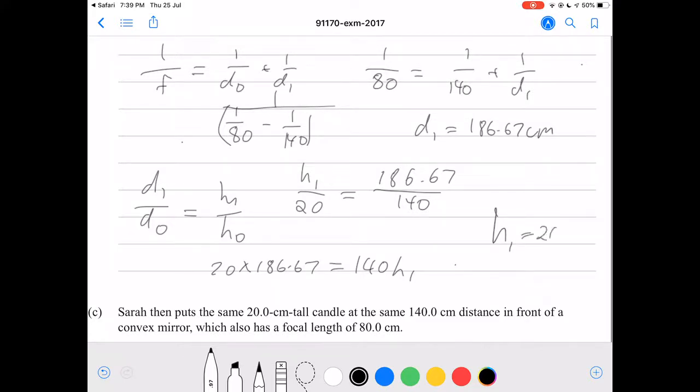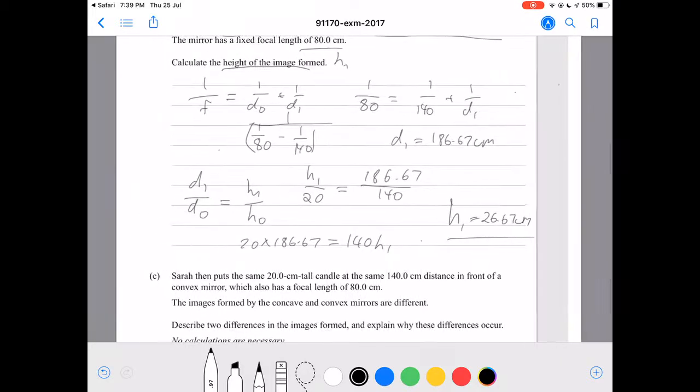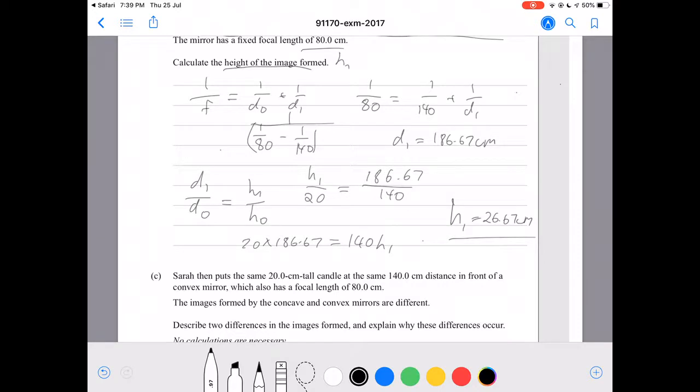26.66, so HI equals 26.67 centimeters. That's your HI, and getting a correct HI there will get you a merit grade. To get an achieved grade, you're finding the correct DI. So DI correct will get you an achieved.